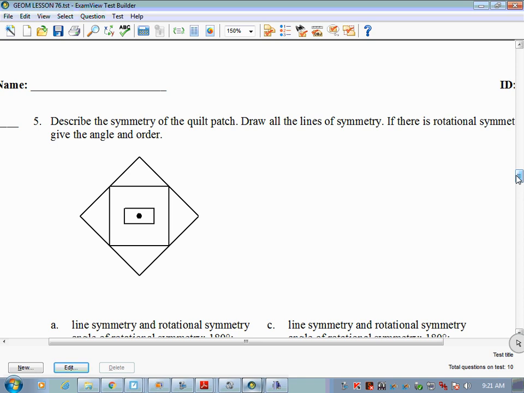If there is rotational symmetry, we want to give the angle and the order. Okay? So with a rectangle, how many times can I rotate it back onto itself?